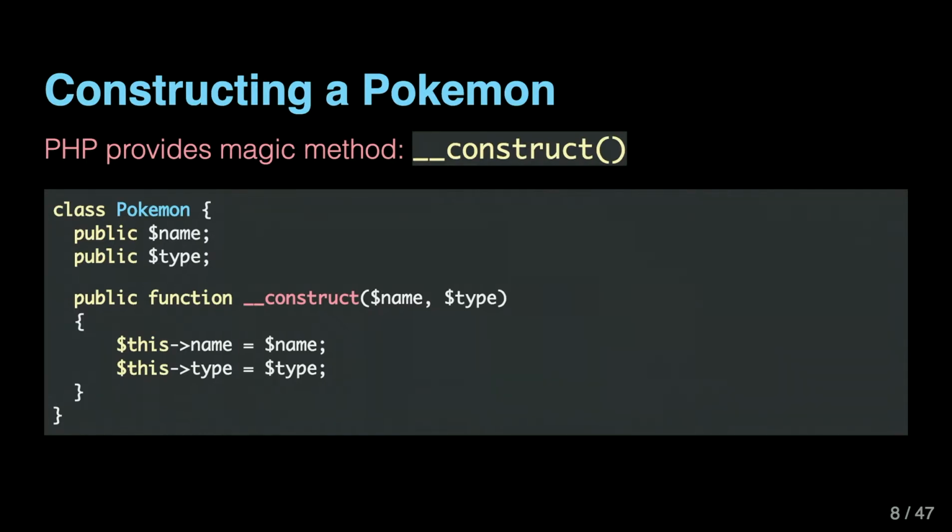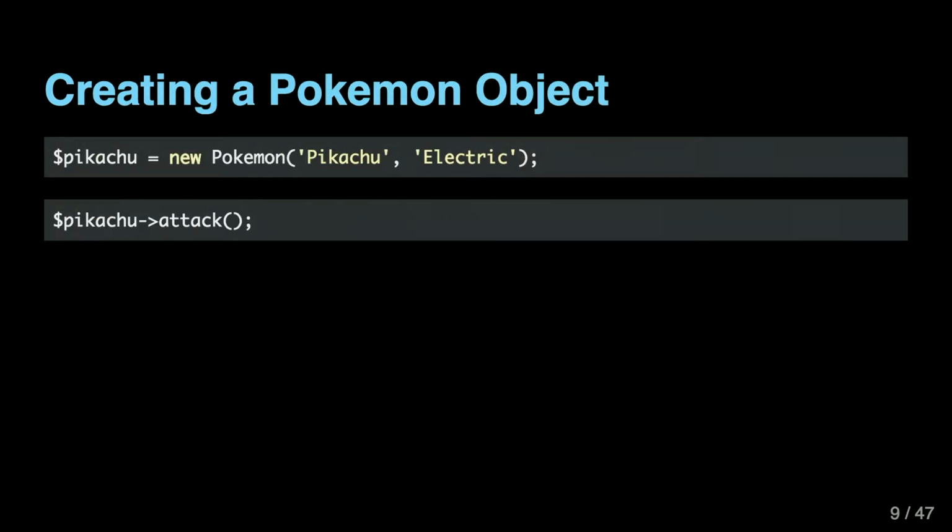And then now that we have a constructor, we can go ahead and create a Pokemon object, and we would do that like this. So if we're creating a variable Pikachu, we'll use the new keyword to create an instantiation of the class. Pokemon is the name of the class. The name we're giving is Pikachu. The type we're giving is electric. And since there is an attack function in this class, this is how we can call Pikachu's attack function. This is very pseudocode.